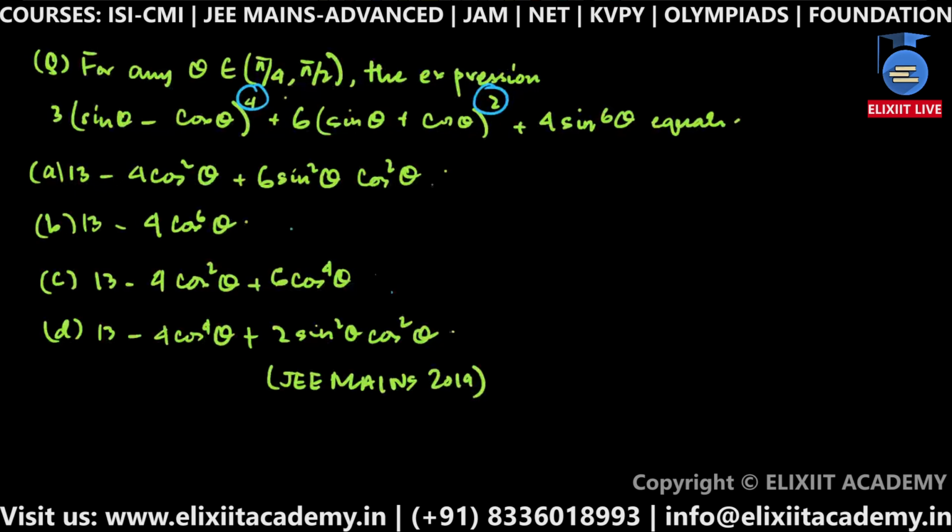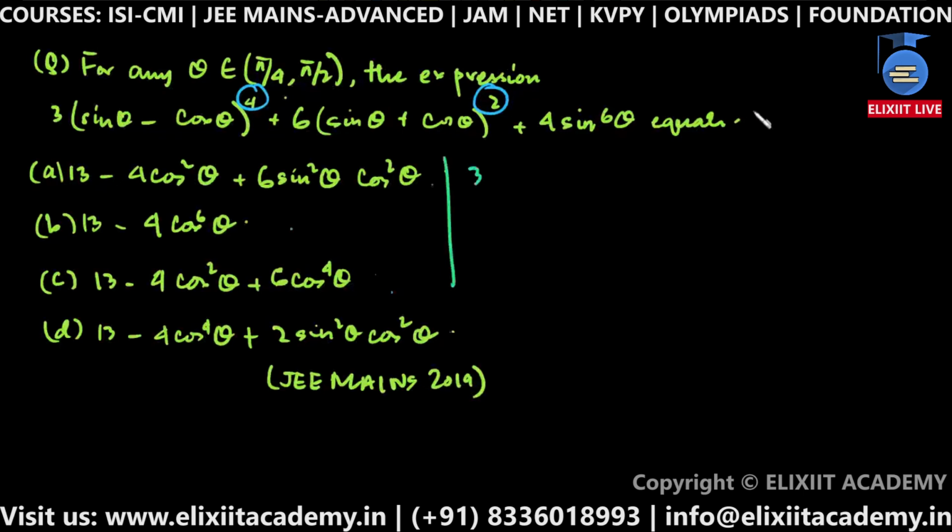You need to be very fast in your calculations first of all, in case you are simplifying this. 3 into sine theta minus cos theta whole square. Once again you are having whole square, and you have to calculate this mentally. What is sine theta minus cos theta whole square? It means sine square theta plus cos square theta minus 2 sine theta into cos theta, isn't it?